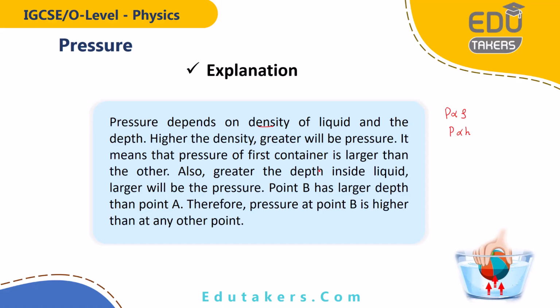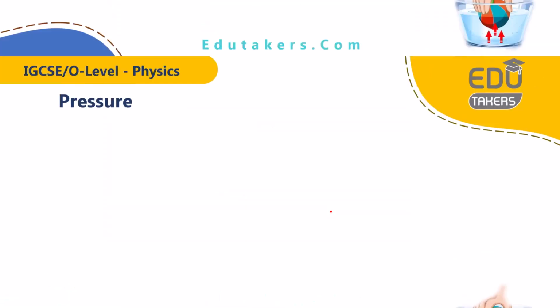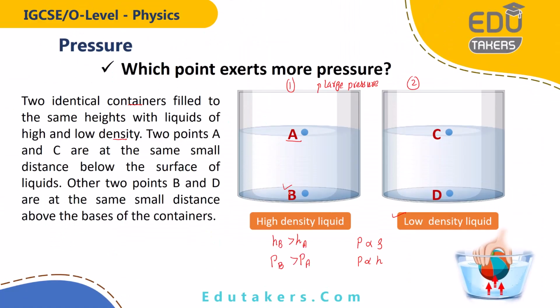Also, the greater the depth inside the liquid, the larger the pressure. When the depth increases, of course the pressure also increases. Point B has a larger depth than point A, due to which the pressure exerted at point B is higher compared to any other point. It means that here is the point B for which the pressure is larger, because for that point the depth is larger as well as this point is in a high density liquid. That's why the largest pressure is exerted at point B.